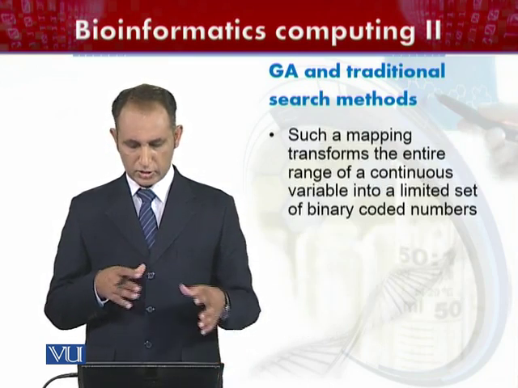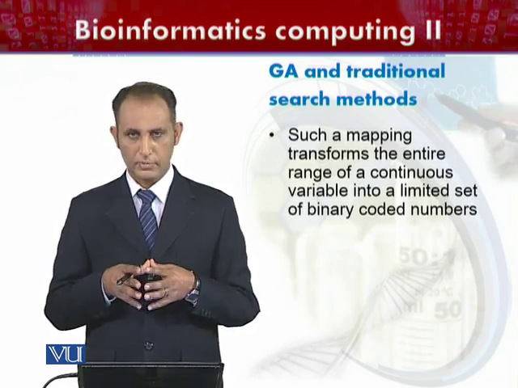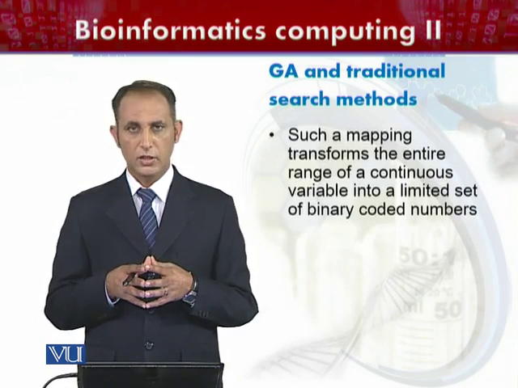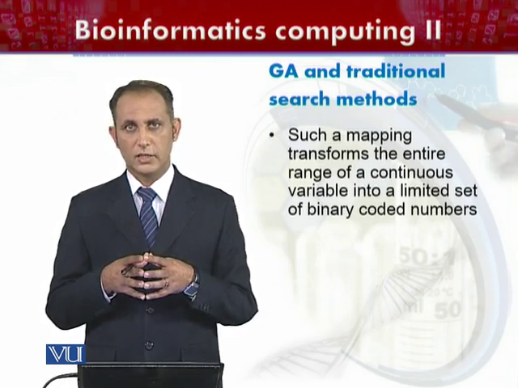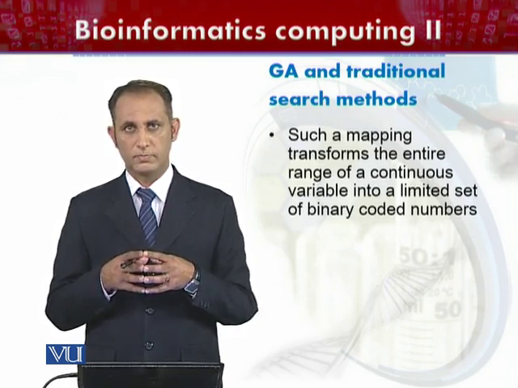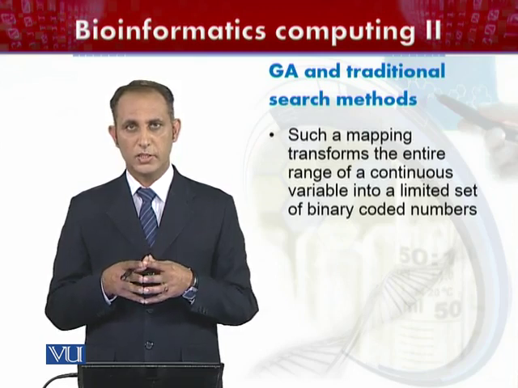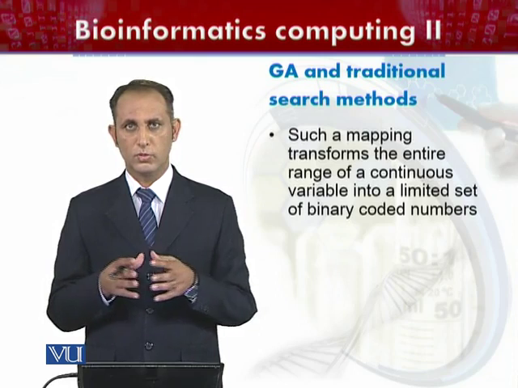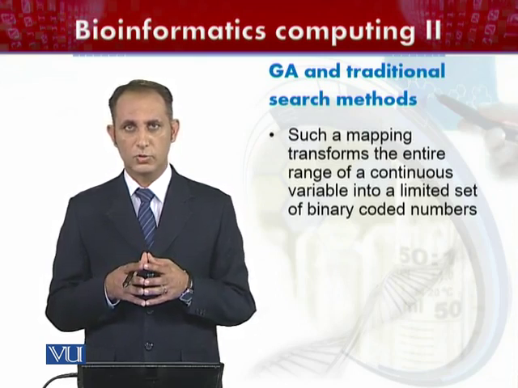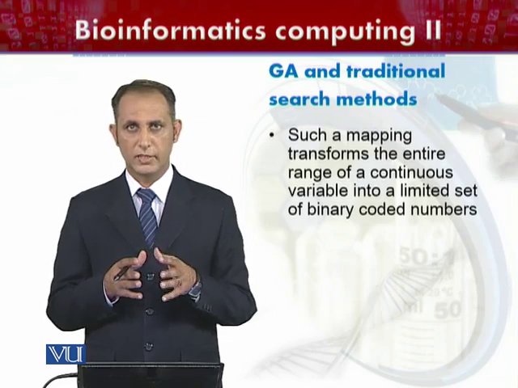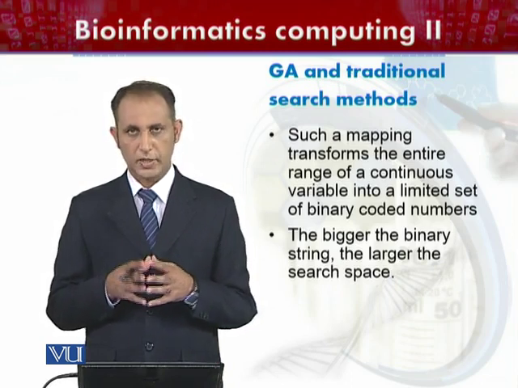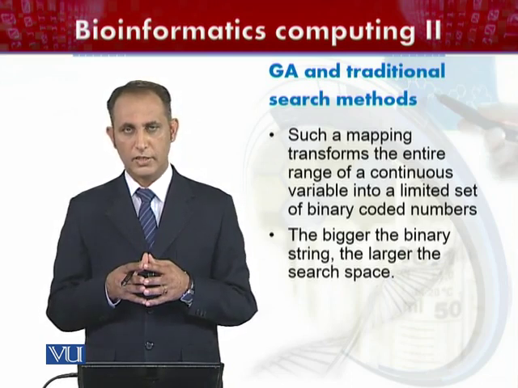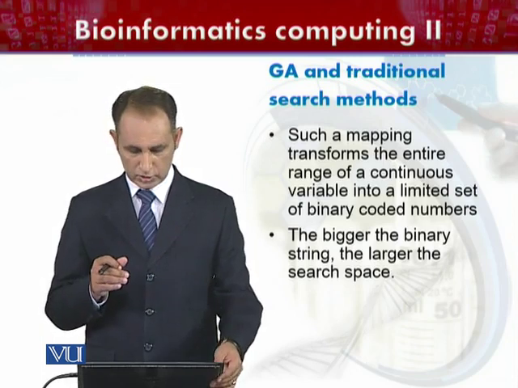Such a mapping transforms the entire range of the continuous variables into a limited set of binary coded numbers, and we have discussed that these binary sets of variables or data are represented through a string which is called a chromosome, and each slot of that chromosome represents a specific gene or specific type of data. So the bigger the binary string, the larger the search space is. How big the binary string is reflects the complexity or the largeness of the search space.